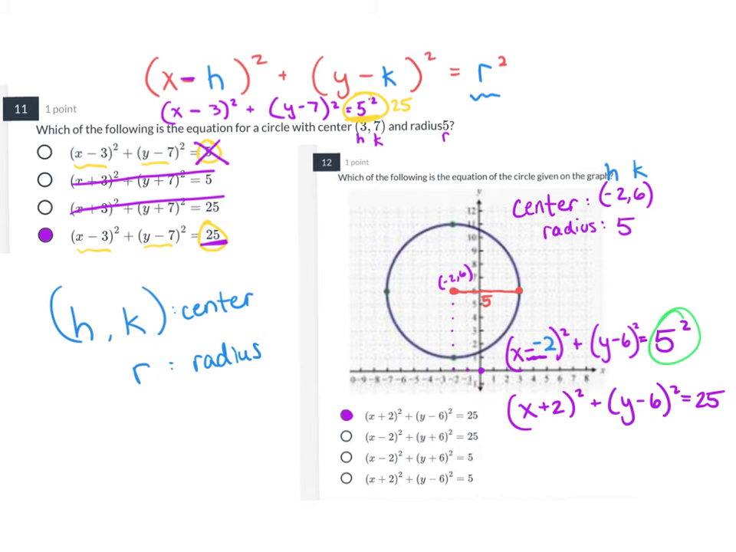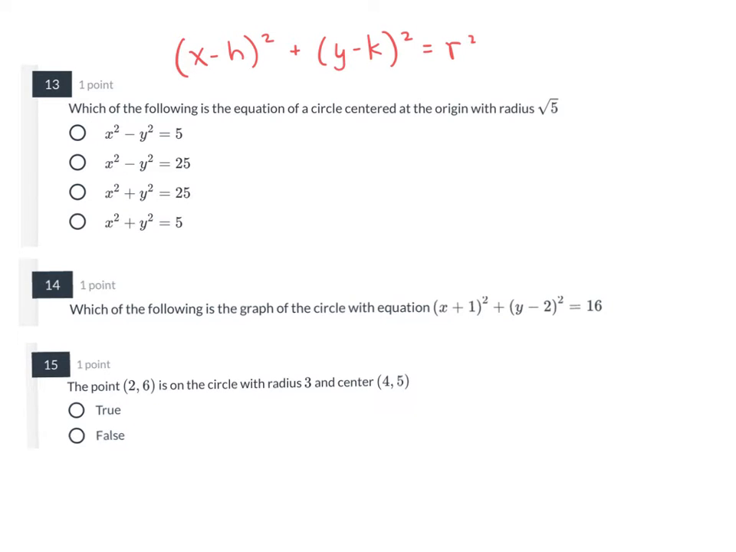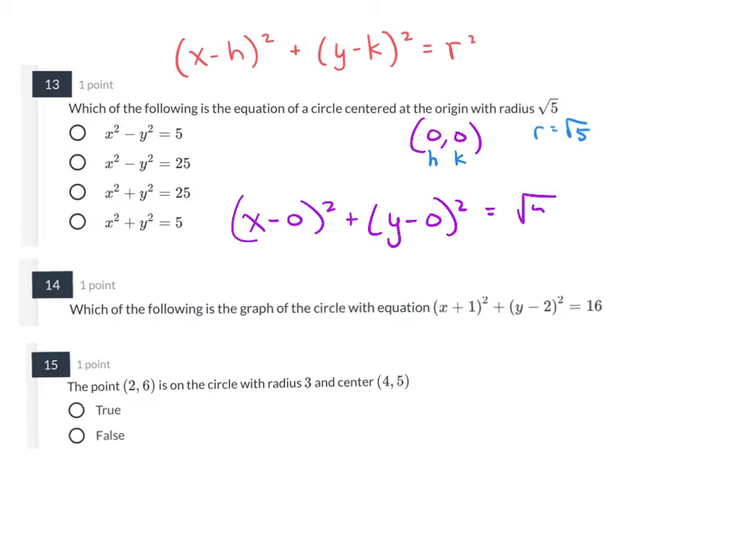All right, almost done. Question 13. Here we go. Which of the following is the equation of the circle centered at the origin? Centered at the origin, that means the origin is 0, 0, so your h and your k are both 0, and r equals the square root of 5. Dude, it's just filling in the blanks. So x minus 0 squared plus y minus 0 squared equals the square root of 5 squared.